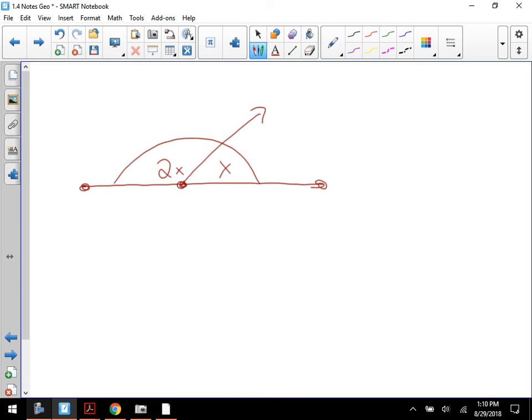So what's 2x plus x? 3x. Perfect. And what's x equal to? 3x equals 180. To get x by itself, you just divide by 3, which means one angle is going to measure 60. And what's the other angle going to measure? 120. Perfect. Because 60 plus 120 should equal 180. If it doesn't, you know you done goofed. Okay?